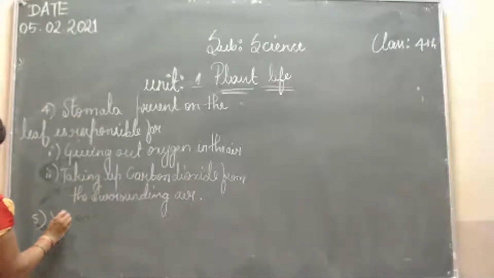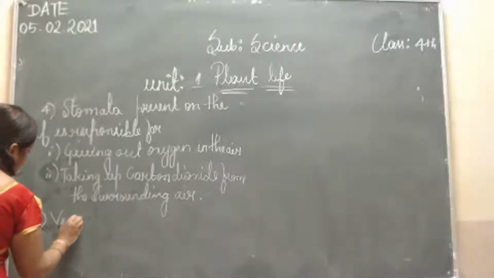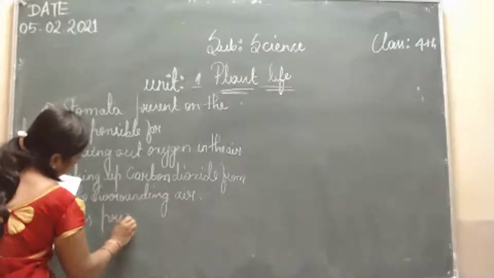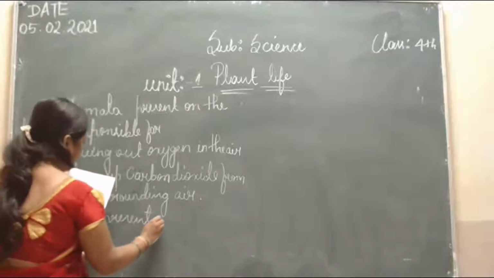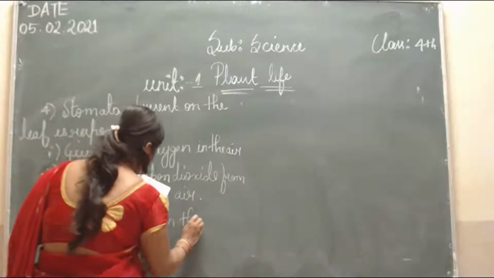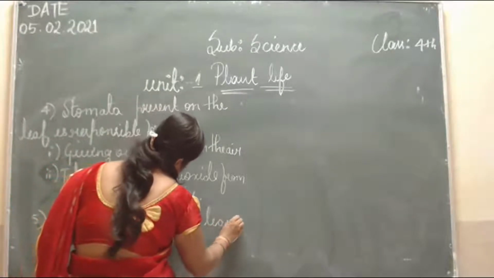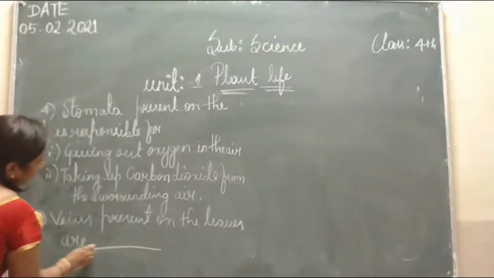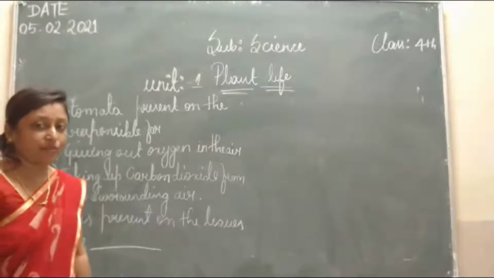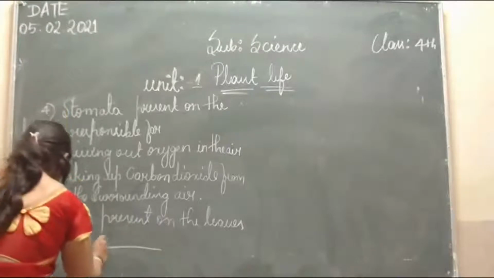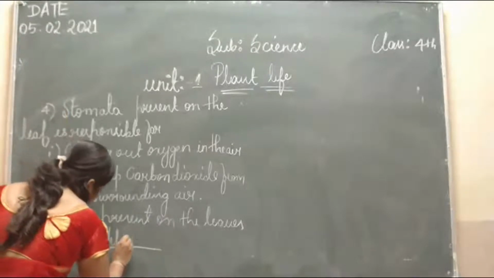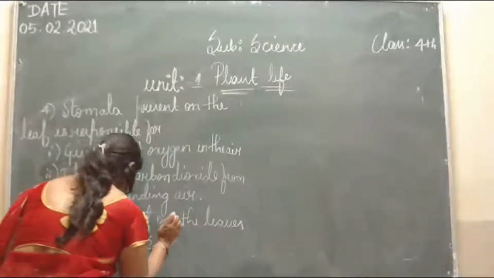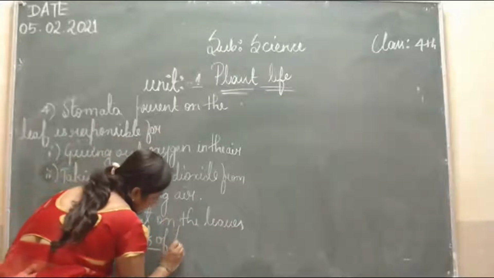Fifth question. Veins present on the leaves, what do we call that? It is called a network of lines. We say it as a network line, network of lines.